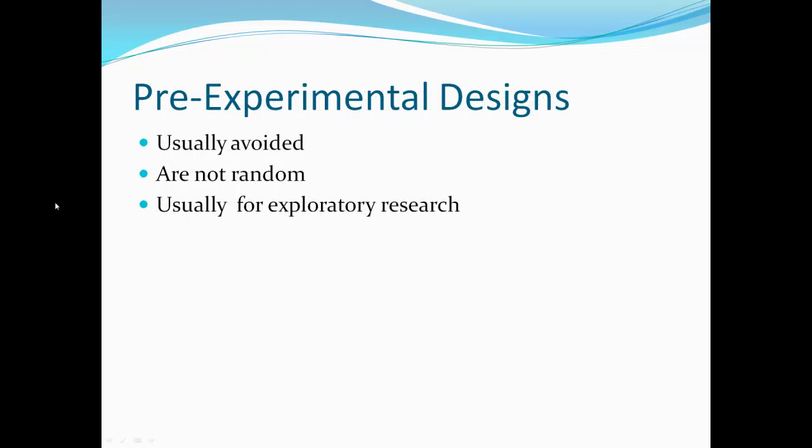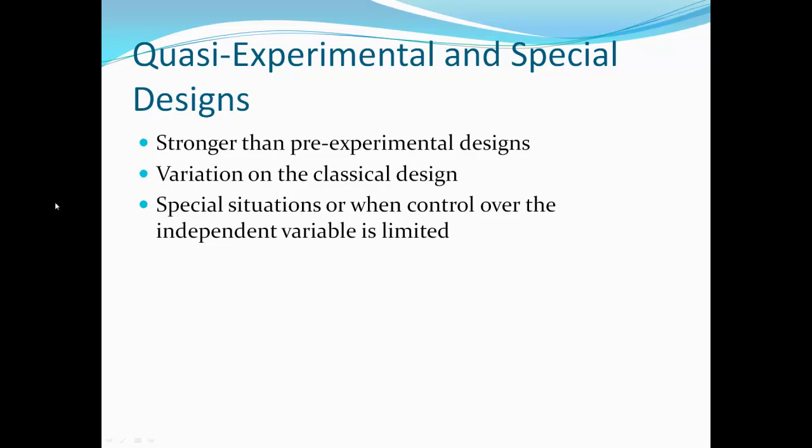The second type of design is pre-experimental design. This type of design is not usually used and is usually avoided. It is not random, and it is only usually used for exploratory research. The third type of design is quasi-experimental and special design. Stronger than pre-experimental designs, this design is just a variation of the classical design. Special situations, or when control over the independent variable is limited, is usually when this design is used.